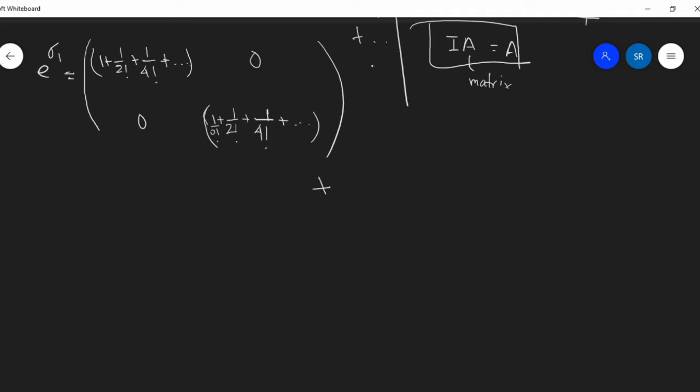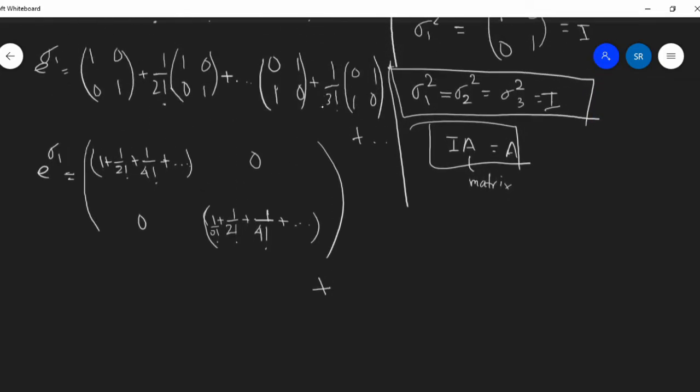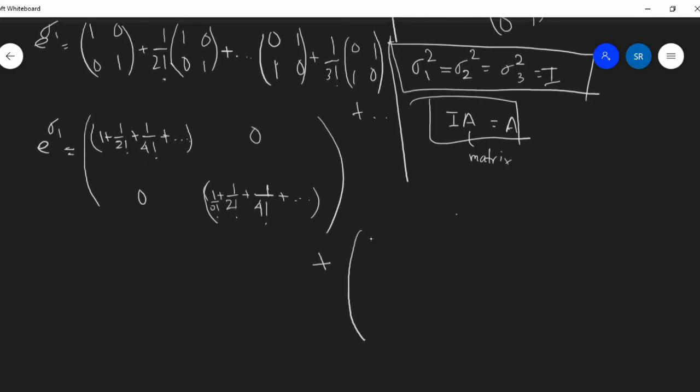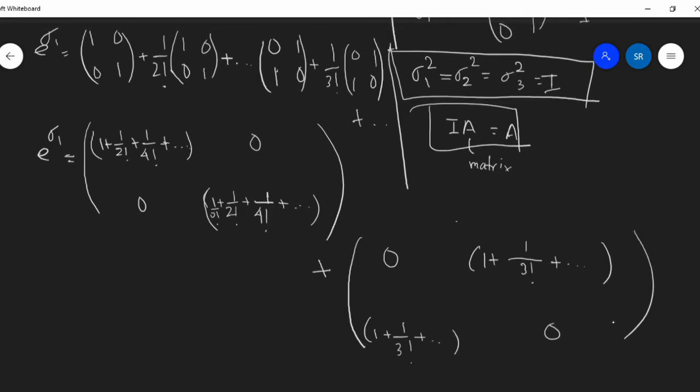Yeah, so then this stuff, okay, what happened? Right. So this thing gives us 0, then 1 plus 3, okay, 1 by 3 factorial plus and so on, and also at the bottom left corner we have this and 0. Awesome.